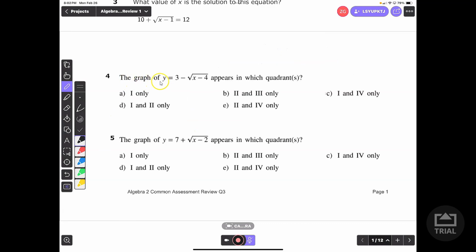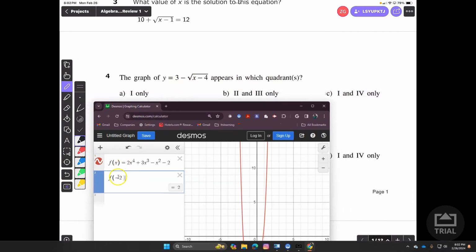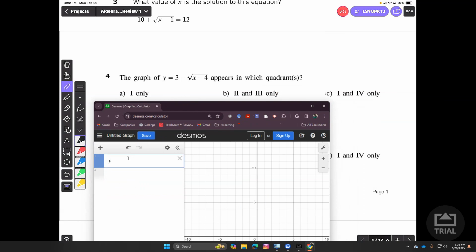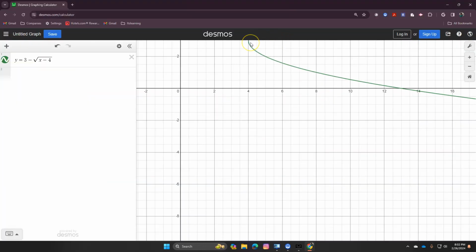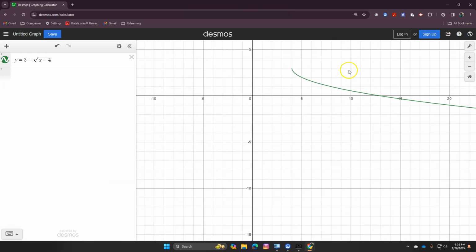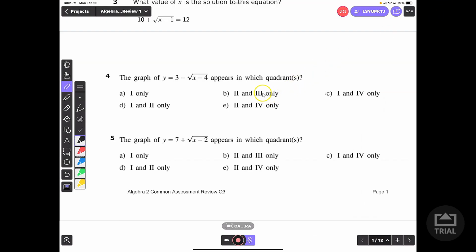The graph of y equals 3 minus square root of x minus 4 appears in which quadrant? So I'm going to go ahead and get Desmos here. So I have y equals 3 minus square root x minus 4. So it looks like it goes in quadrant 1 and quadrant 4. Remember, this is counterclockwise, 1, 2, 3, 4. So it's going to be 2 and 4. So your answer is E.